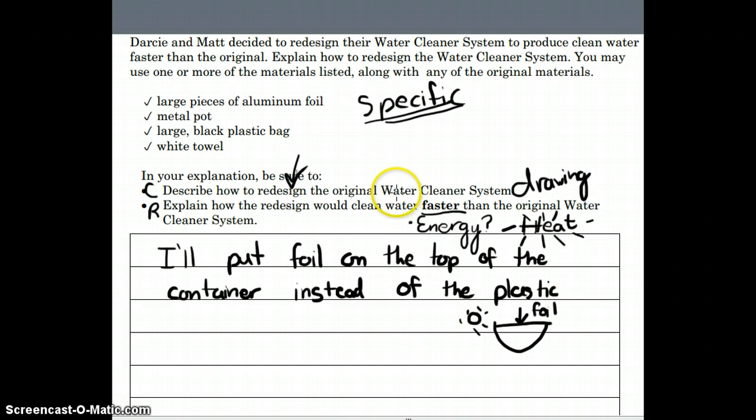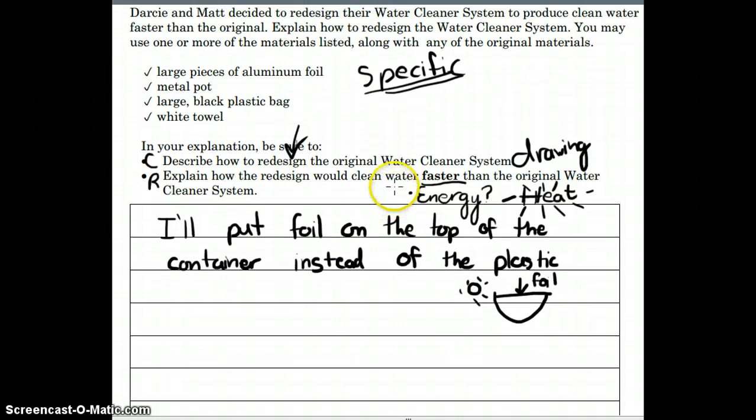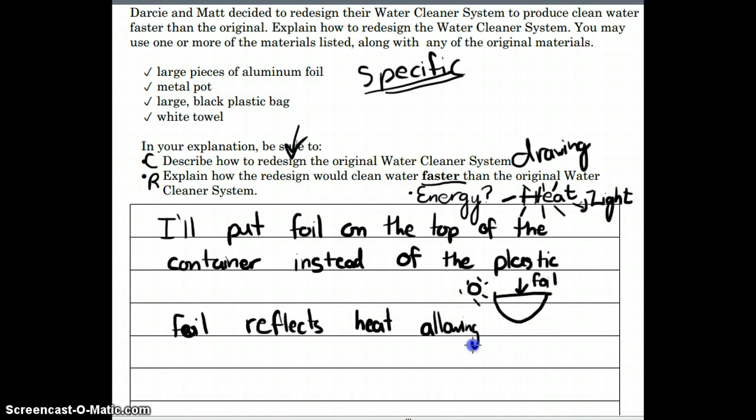Now, why am I using foil? Well, what does foil do to heat? Or what does foil do to light? We can either use heat or we can use light. I should have actually said that. Now, the beginning, the driving force, is light from the sun, but it's going to turn into heat. Now, foil reflects heat, allowing the top to get much cooler.